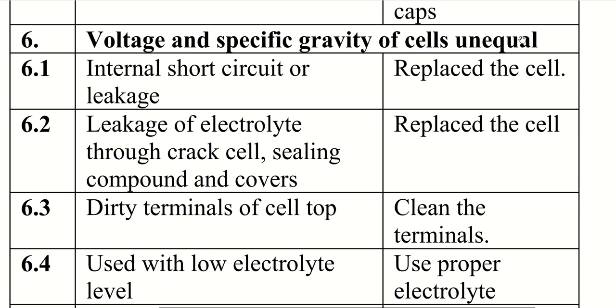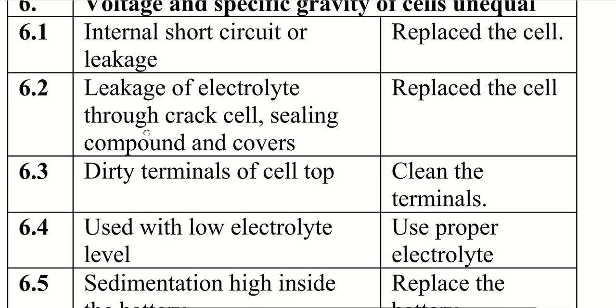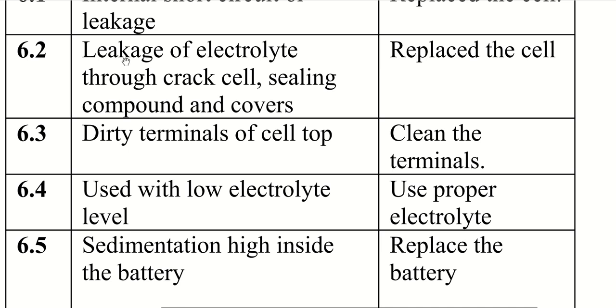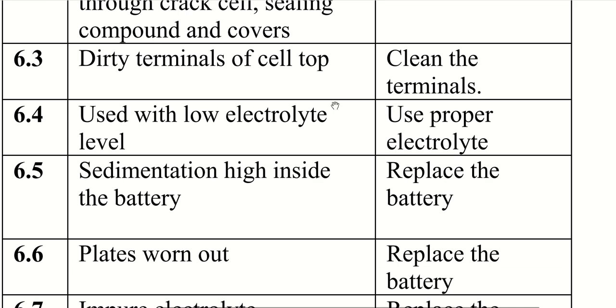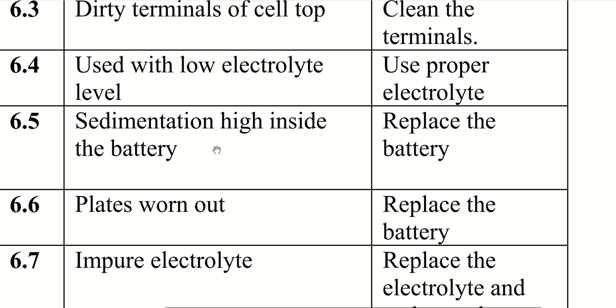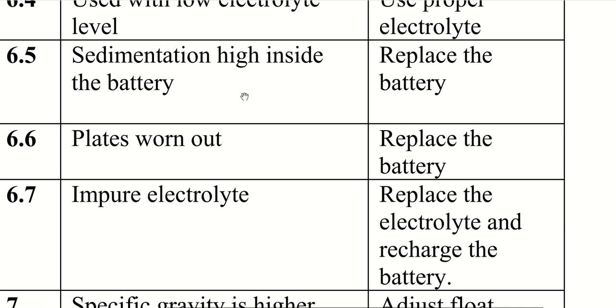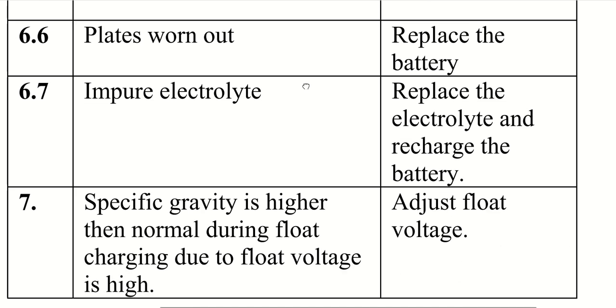Voltage and the specific gravity of the cells are unequal. Internal short circuit could be the reason; replace the cells in that region. Leakage of the electrolyte through the cracked cell, sealing compound and the covers: replace the cell in that case also. Dirty terminals on the cell top: clean the terminals. Used with low electrolyte level: use proper electrolyte level. Sedimentation high inside the battery: replace the battery in that case.